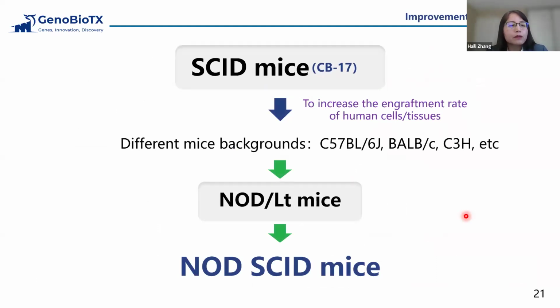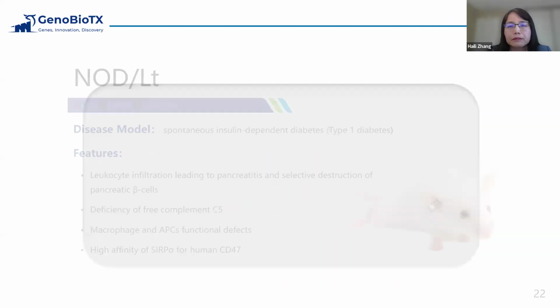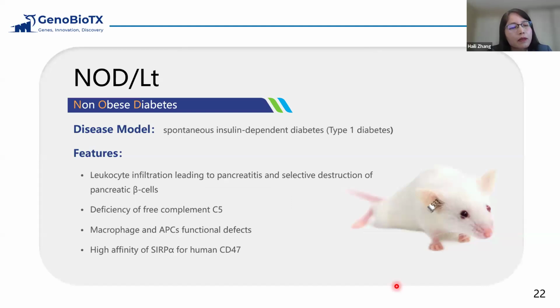So here, to increase the engraftment rate of human cells and tissues, the researchers tried various background mice for the SCID mutation, including C57BL/6, BALB/c, C3H, until they found the NOD background mice and generated NOD SCID mice. NOD mice are one of the most widely used animal models for studying human type 1 diabetes.